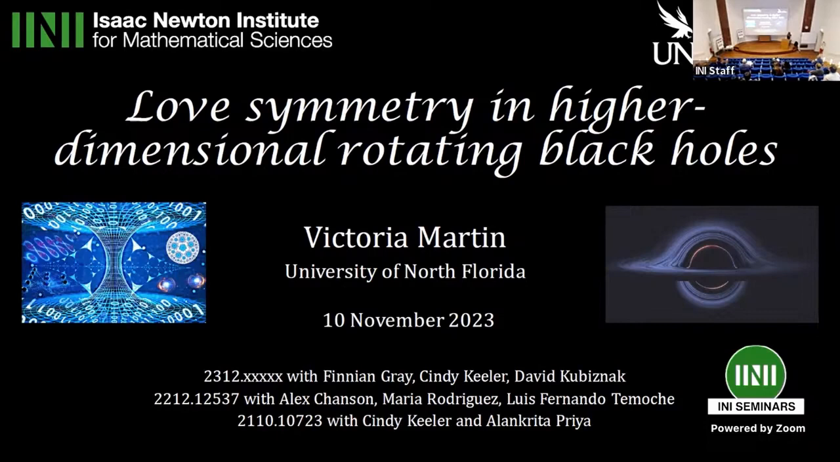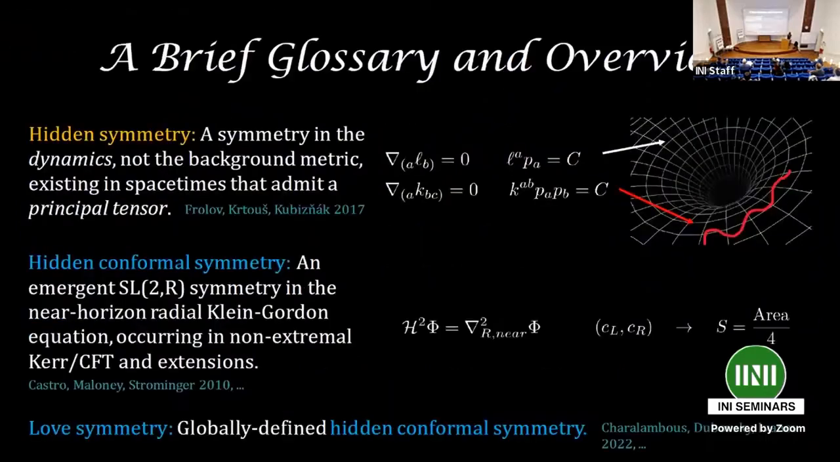All right, so it's best to start, I think, with a brief glossary of what's going on, because this is a pretty diverse audience, so I at least want to define some of the terms that we're going to be discussing today. There are two kinds of hidden symmetries, and potentially they're related. When I have hidden symmetry in yellow here, what I mean is a symmetry in the dynamics and not in the background metric.